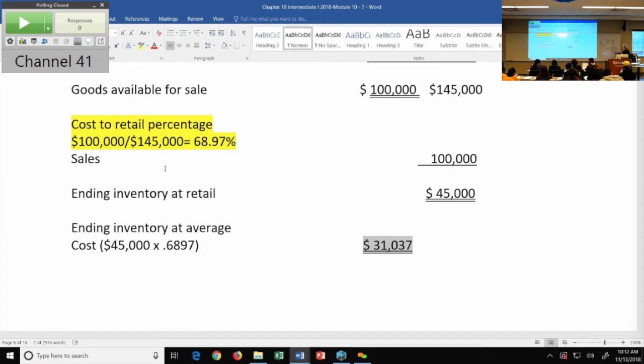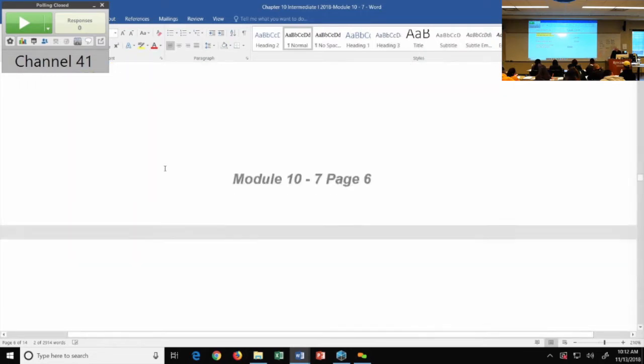The ending inventory at retail is always the same. Goods available at retail minus the amount you sold is the ending inventory at retail. That number won't change. What will change on each one is the way we deflate that selling price down to cost. Now, to make this realistic before I summarize, let's take the next one and then we'll take some questions.